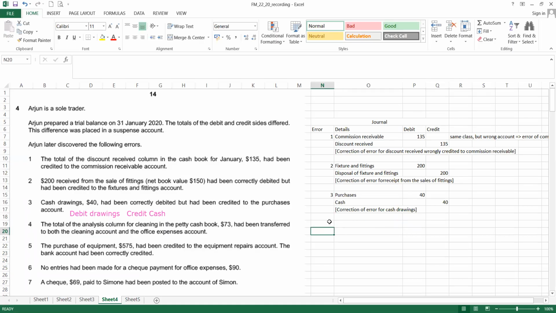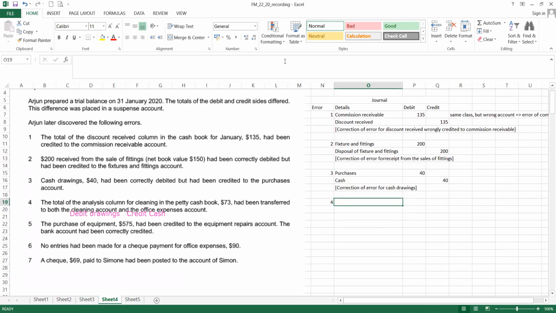Now, next, number 4. If the question asks to continue, you can continue. If not, you can just stop here for question A. Number 4, the total of analysis column for cleaning in the petty cash book, 73, has been transferred to both the cleaning account and the office. That means the cleaning account is correct, office expenses is wrong. So we need to reverse out the office expenses. In this case, it is a one-sided error, so we have to use the suspense account, and reverse the office expenses.